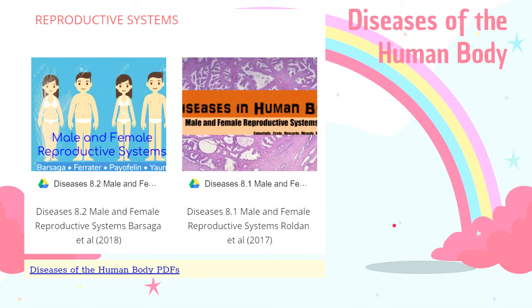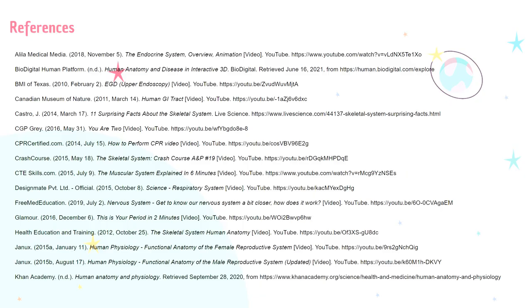To learn more about the diseases of the human body, particularly of the two reproductive systems we've just discussed, I recommend that you visit these lecture PDFs from the online library. I'll provide the link in the description below.